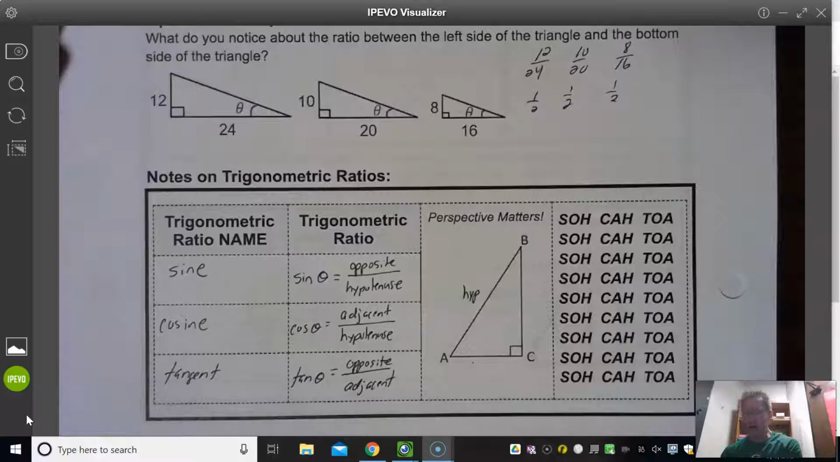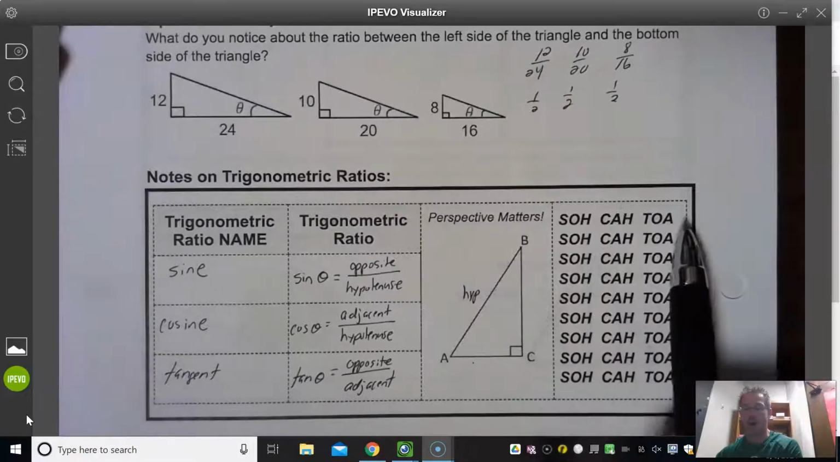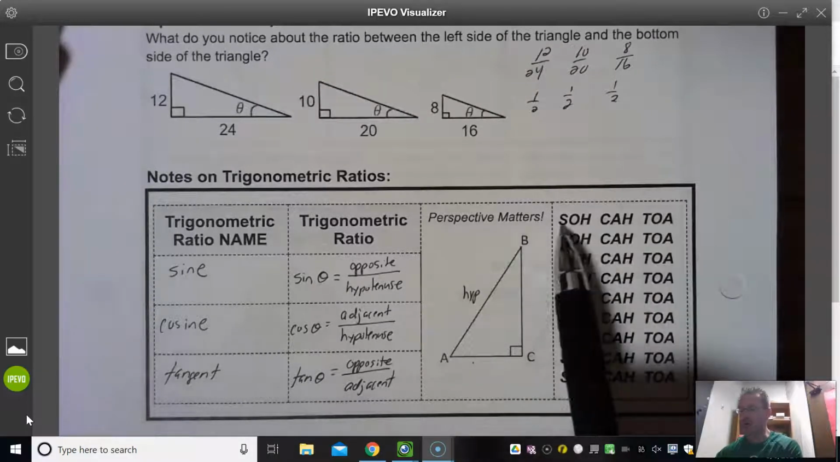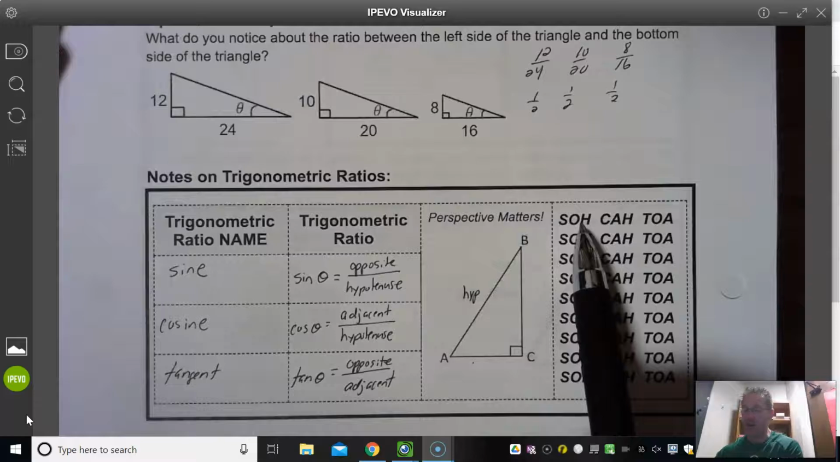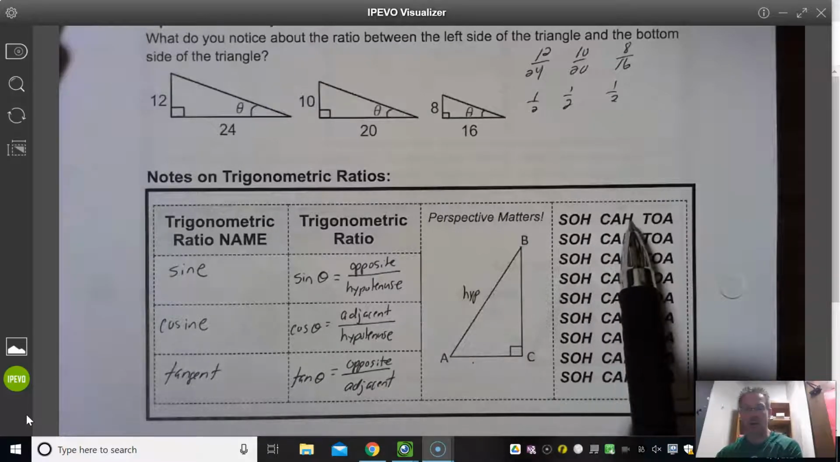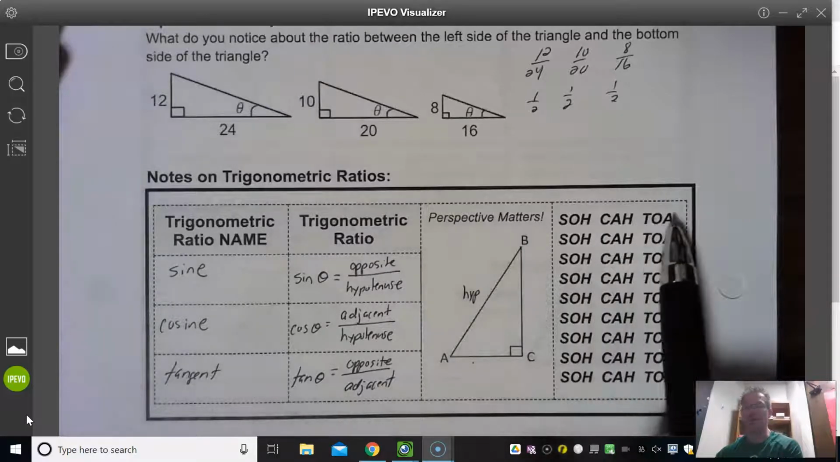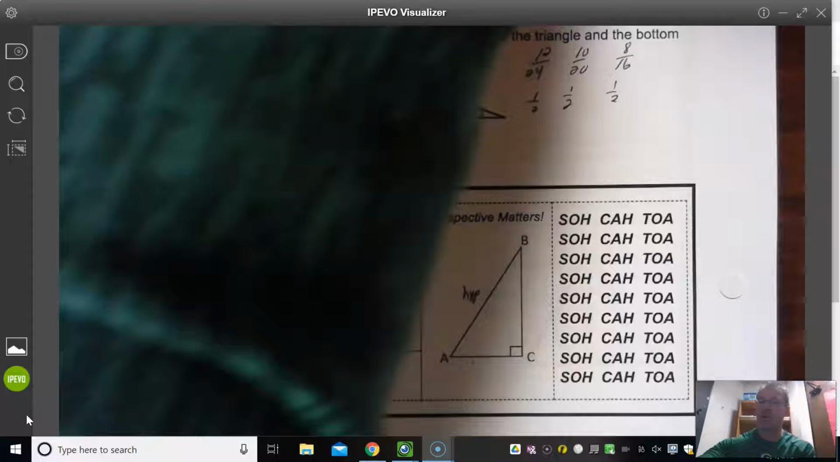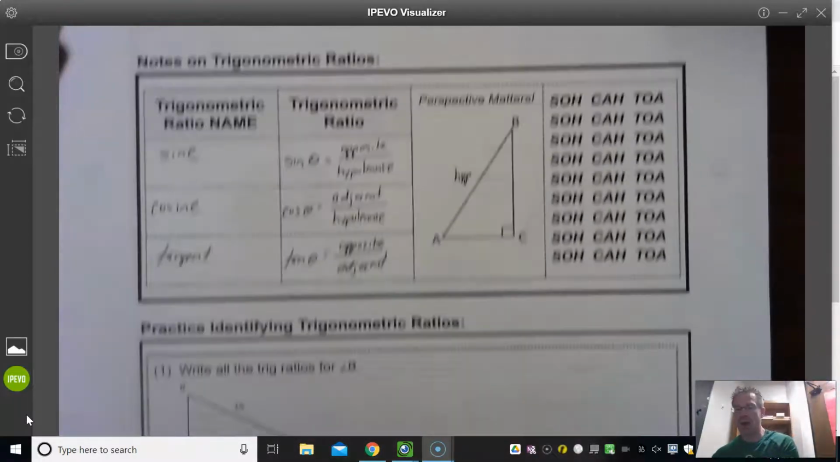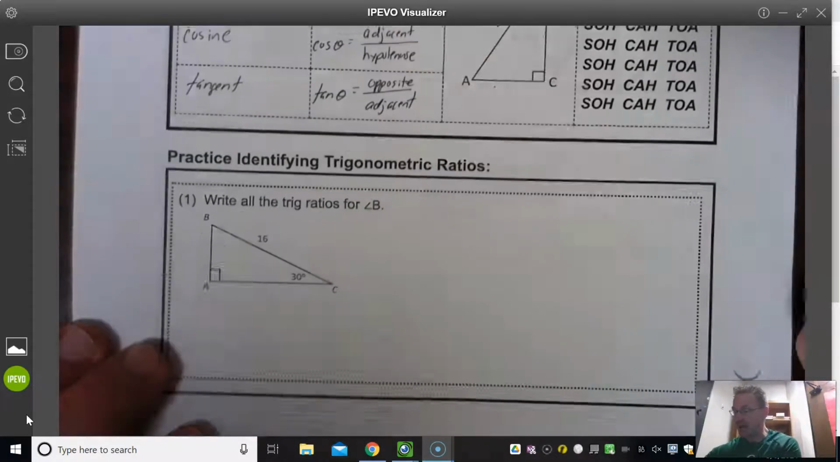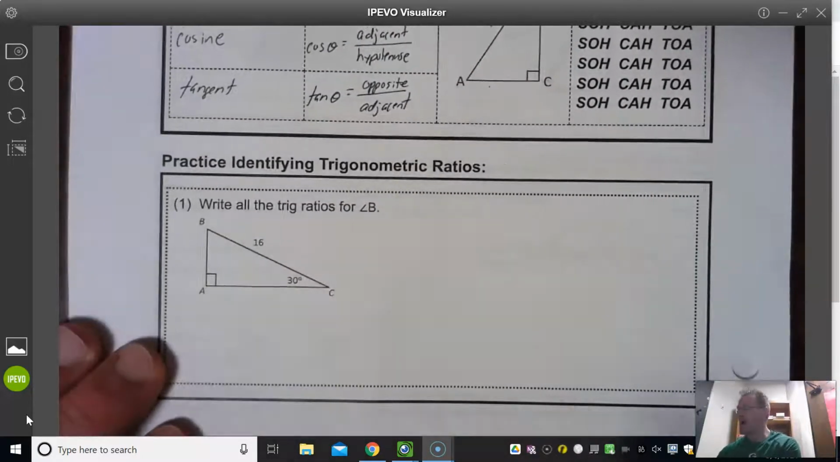You can set up whatever ratio is true from that angle, but you have to know what the opposite side is and what the adjacent side is. And then you'll always hear a lot of SOHCAHTOA. Sine is opposite over hypotenuse, cosine is adjacent over hypotenuse, and tangent is the opposite over adjacent. Now, for some of these problems, you will need a scientific calculator that has your trig functions, and I'll show you on my calculator how to access those and what to do.